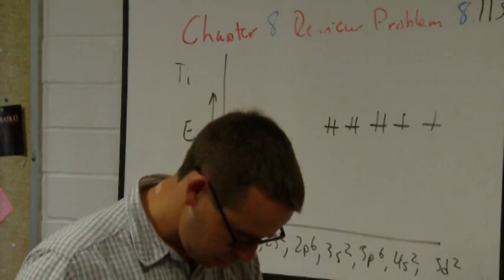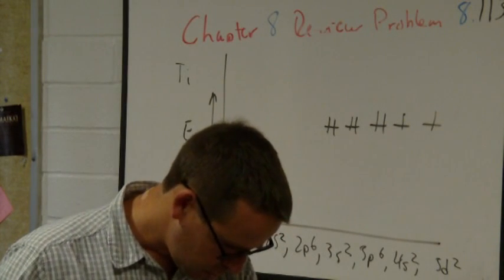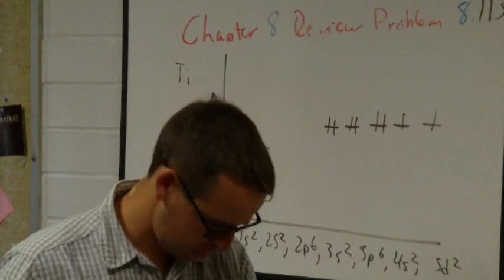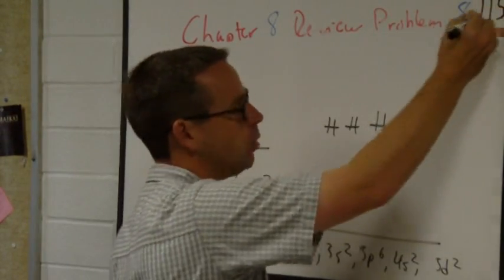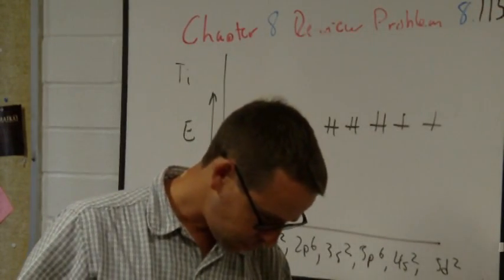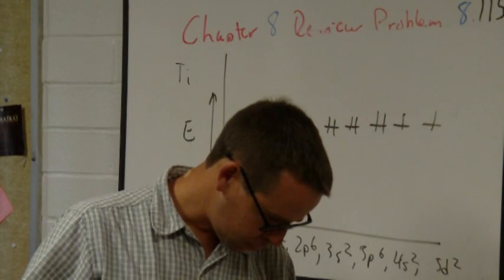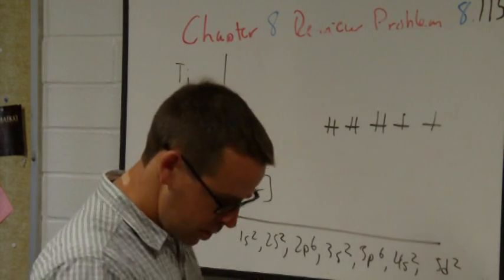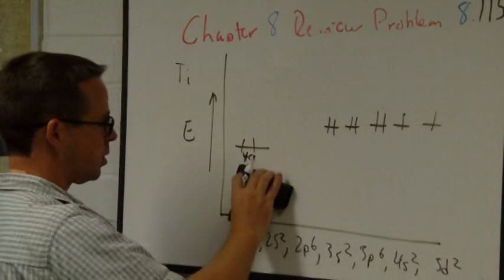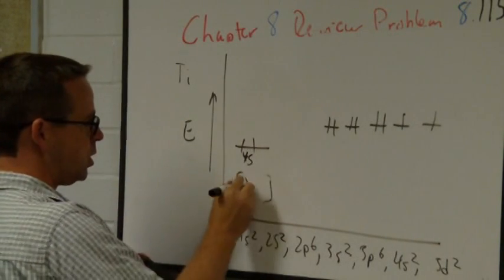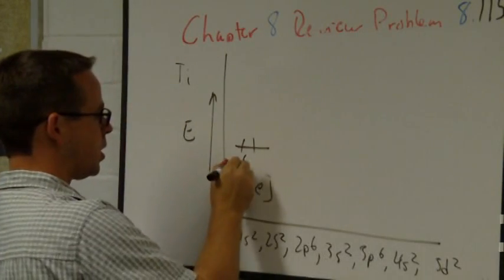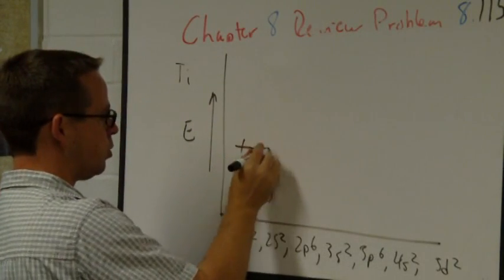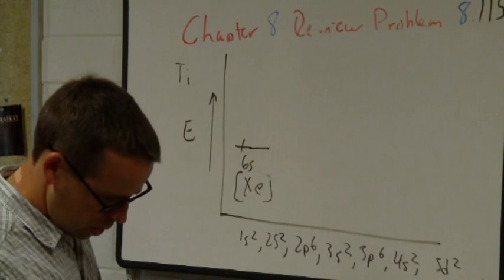Cesium. We have xenon, and then we're just going to have a 6s. So this is xenon, and then this is going to be 6s, and there's going to be just 1 electron there. That's for cesium.